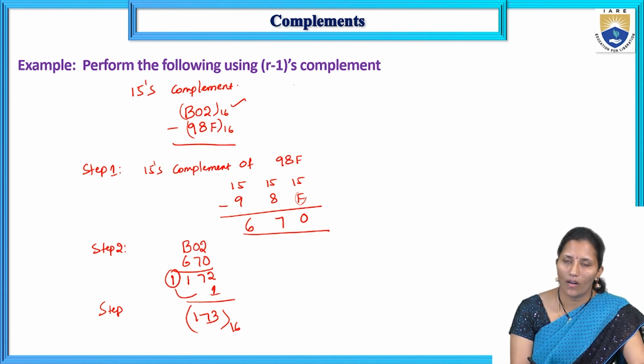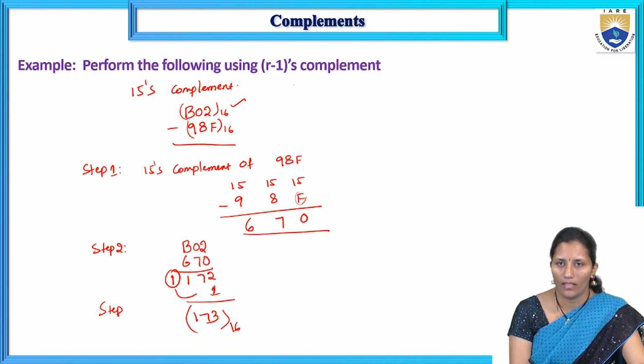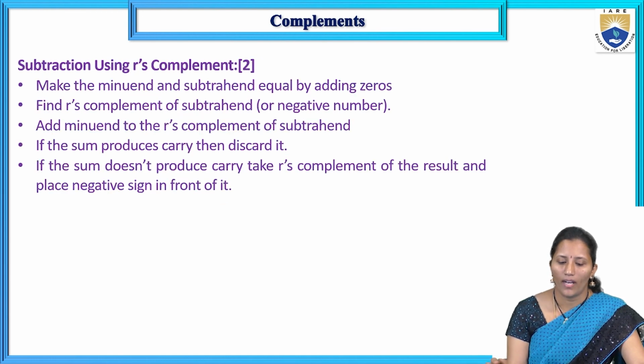So if carry is not generated, what do we have to do? We subtract the larger number from the smaller number, and we will not get any carry. During that time, we have to find the 15's complement of that number and add a negative sign to the result. So that is for R's complement.